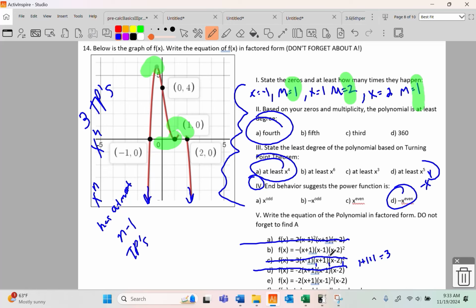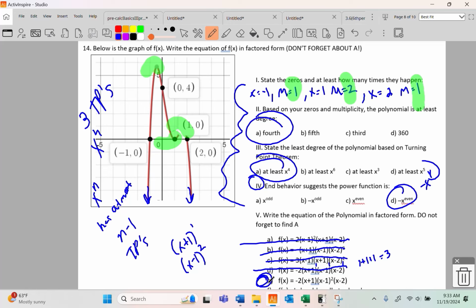Our multiplicity. X equals -1 is a factor of x plus 1, and it happens one time, so we have the understood 1 as an exponent. So this one's passing, this one's passing. X equals 1 is the factor x minus 1, and it's a square because the multiplicity is 2. So this one just failed. I didn't even have to find the a value.